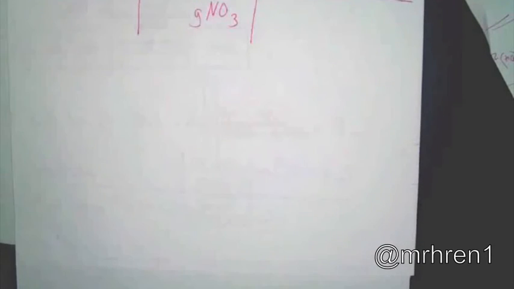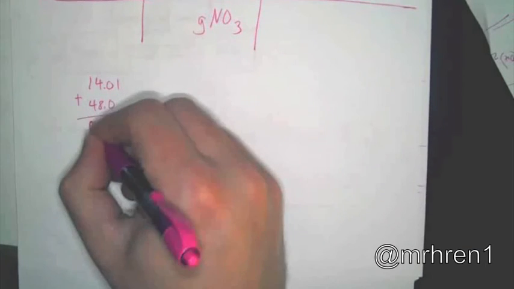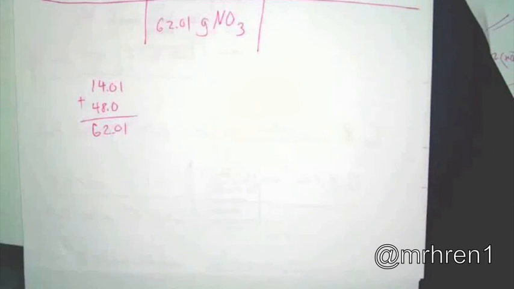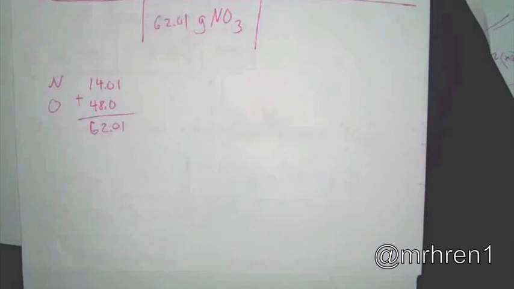Now, 1 mole, dividing by the mass of nitrate. You got N, you got O, so it'll be 14.01 plus 48. Yeah, 48. That gives you 62.01. That's because there's 1 N and 3 O's, that's where it comes from. So, that's your first step. Questions on first step?